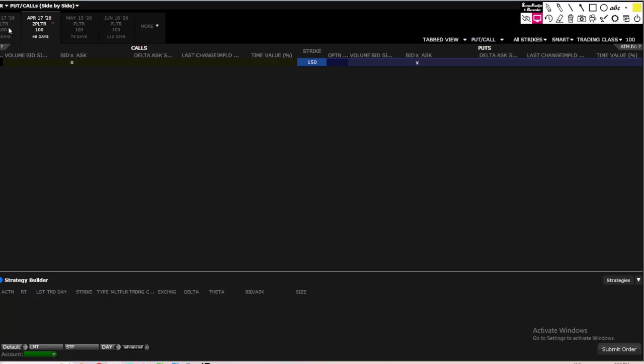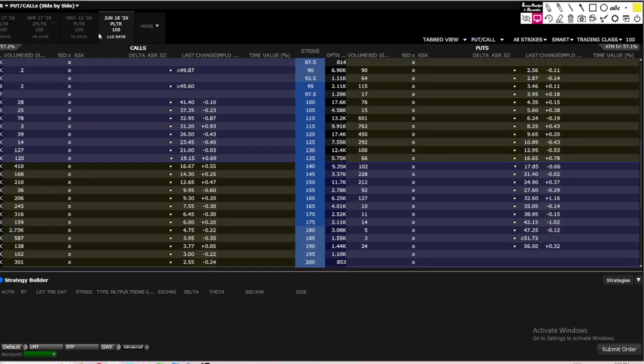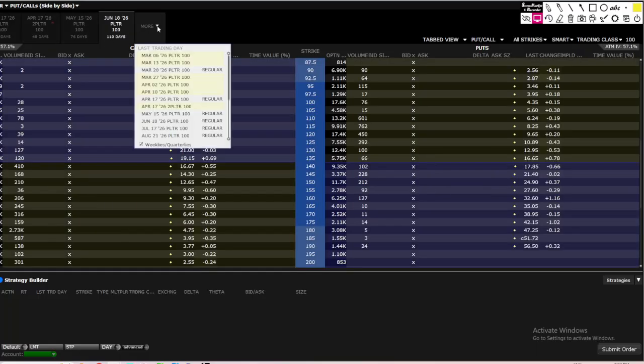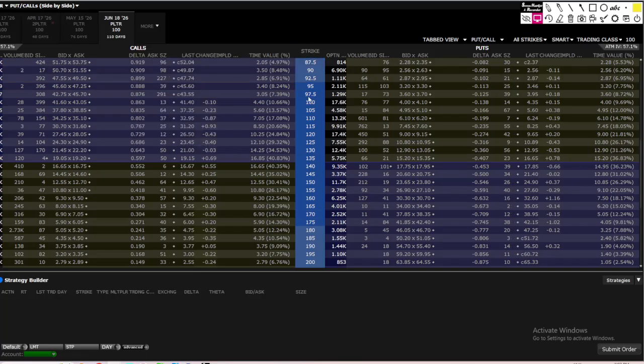What is it? April 17th, about 46 days. This is May 15th, June. Okay, these are monthly expiries. You can get it by week if you want. You can get the April 10th. Here are all the expiries on top. The strike price is in the middle here. And we have the calls, the bid-ask spread of the calls, and the bid-ask spread of the puts. Okay, just so you guys are familiar with what we're seeing here.